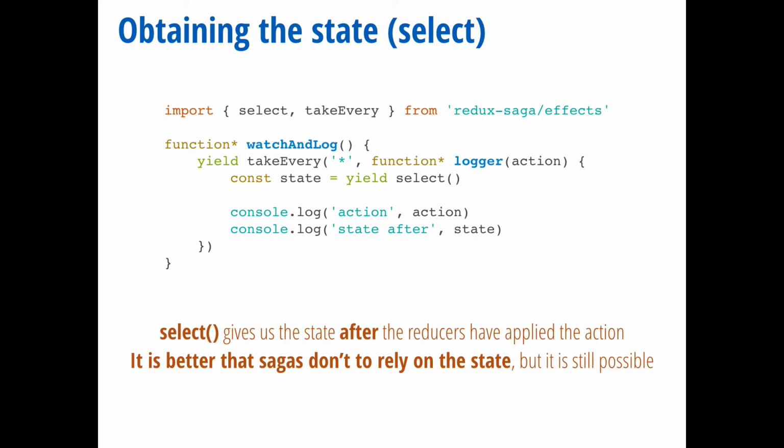And then, finally, select is something that you can use for checking the state of the Redux store. That is something you shouldn't do very often. It also depends on the other middlewares behaving correctly, but maybe for some cases it's useful. After the users have applied the action, you can check what's the state of the store. So it's better not to use this, but if you need it, you can still do it.